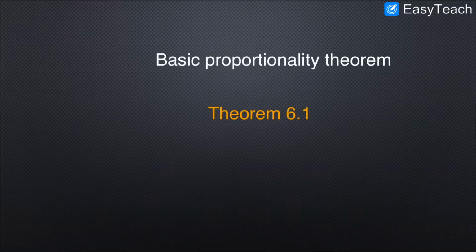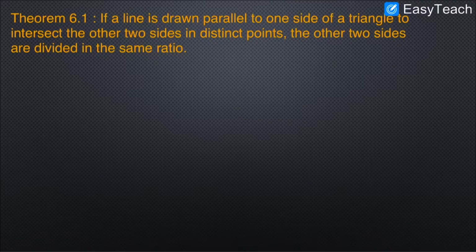Welcome all. Today we are going to study Theorem 6.1, the Basic Proportionality Theorem. So this is the theorem. The theorem states: if a line is drawn parallel to one side of a triangle to intersect the other two sides in distinct points, the other two sides are divided in the same ratio.